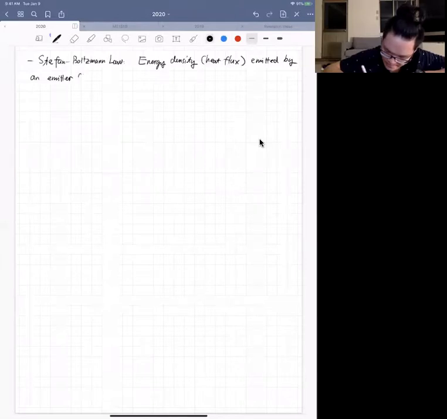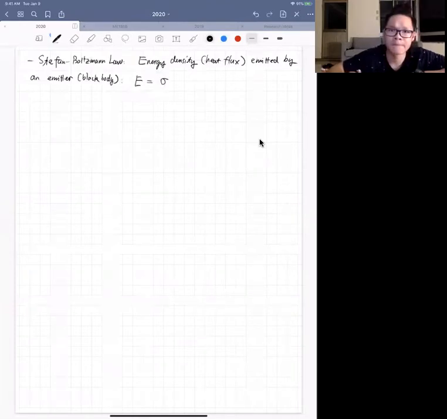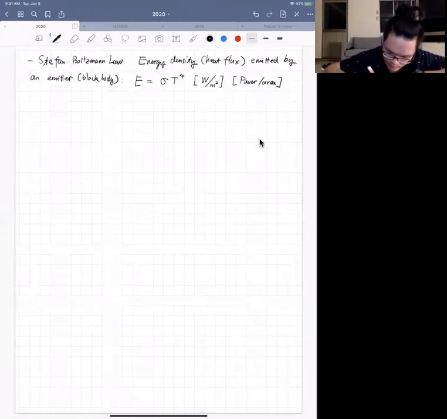So this is actually for a black body, but for now, let's just think of it as any emitter. Let's use the symbol E equals a constant times temperature to the fourth power. This quantity is a heat flux, so it has the unit of watt per meter square. So how much energy is being emitted per unit area, power per area. Sigma is the Stefan Boltzmann constant.